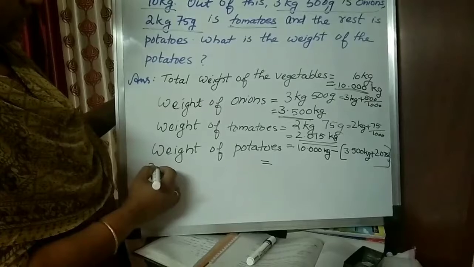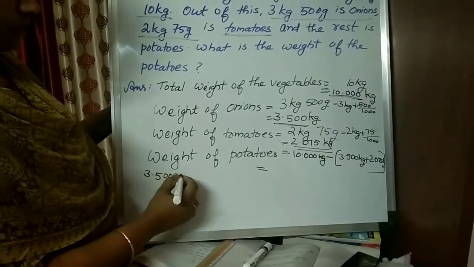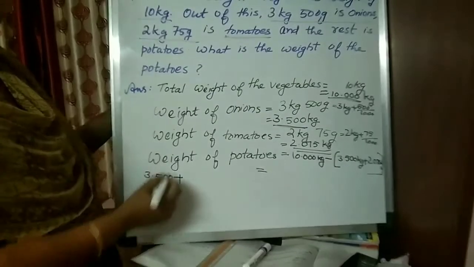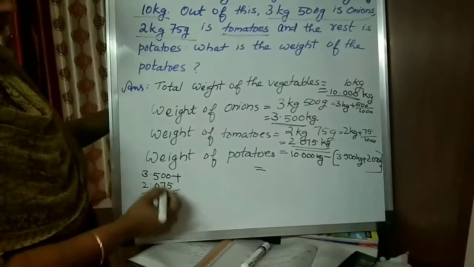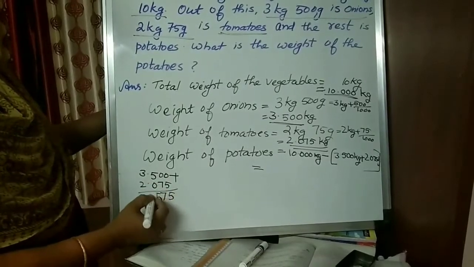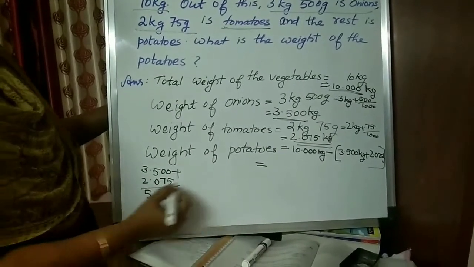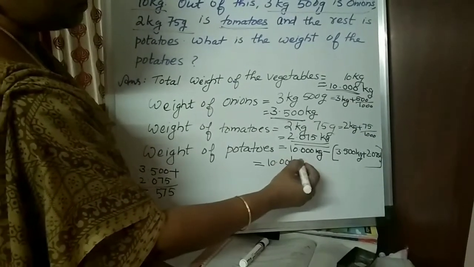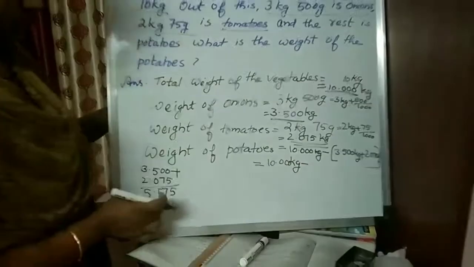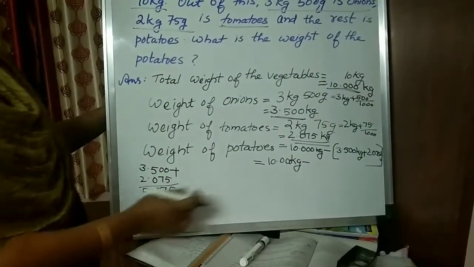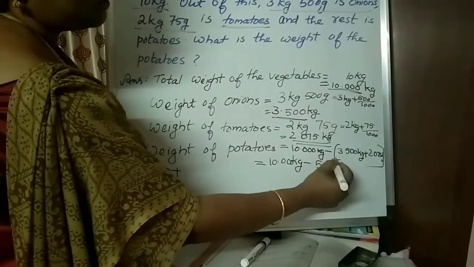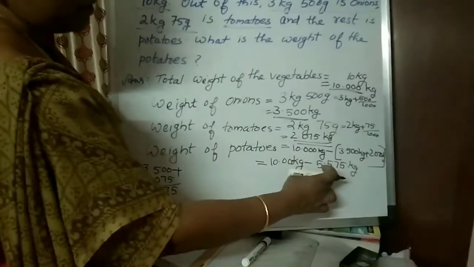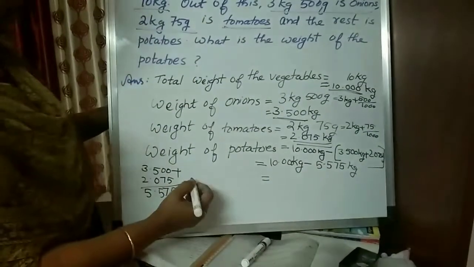Okay. Listen. First you add 3.500 plus 2.075. 0 plus 5 is 5. 0 plus 7 is 7. 5 plus 0, 5. Then 3 plus 2 is 5. So here 10.000 kilogram minus, what is the sum of those two numbers? That is 5.575, that much kilogram. Then what is our next step? Then you subtract these two numbers.